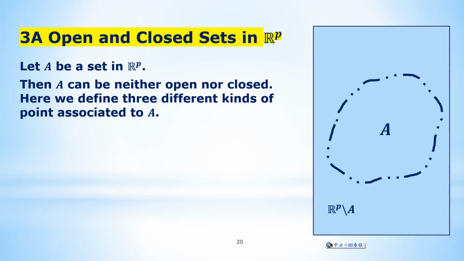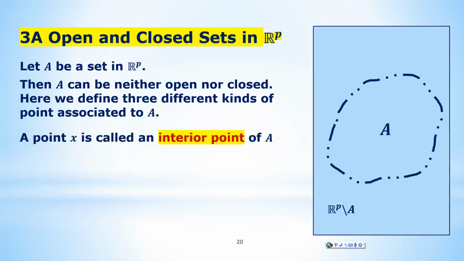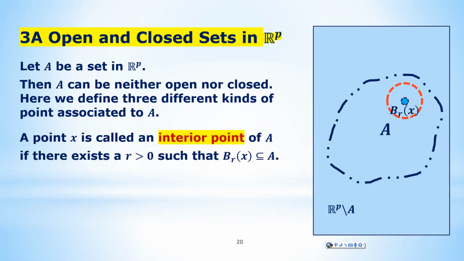So given a set A, we can define three different kinds of points associated to A. Okay, we're going to define them one by one. The first kind of point is called an interior point. What do I mean by interior point? For instance, a point is inside A. Interior point means that there is a small ball surrounding this point, and the whole ball is inside A. This is called an interior point.